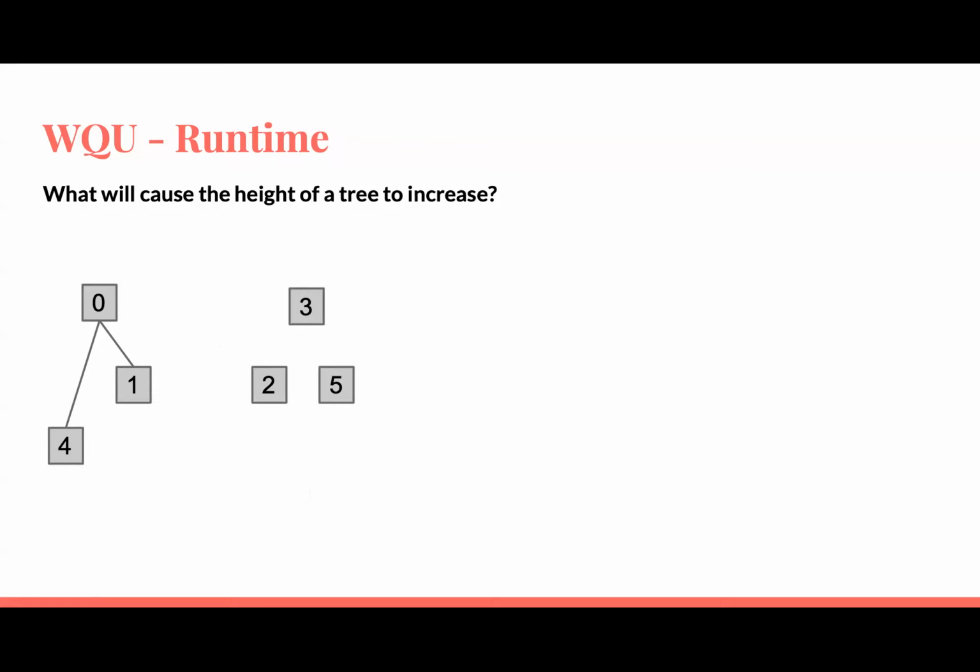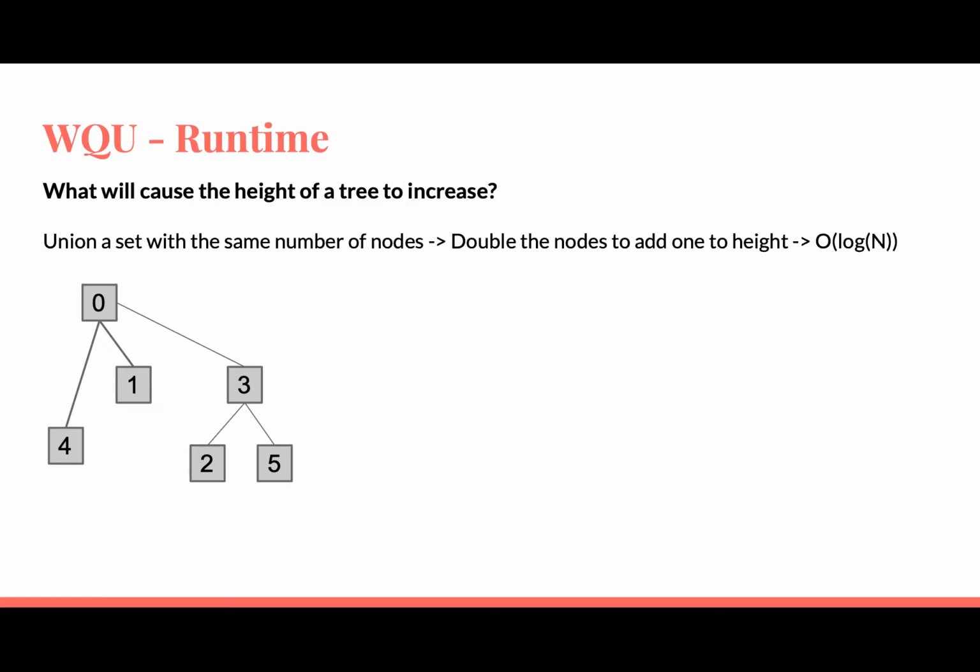But earlier, you just said that if we connected 2 and then 3, and then 5 and then 3, now that we have 2 different sets that are relatively the same size, when we call connect on them, then it will increase the height. And the reason why this is important is that in order to increase the height of the tree by 1, we need to double the number of nodes that is required.